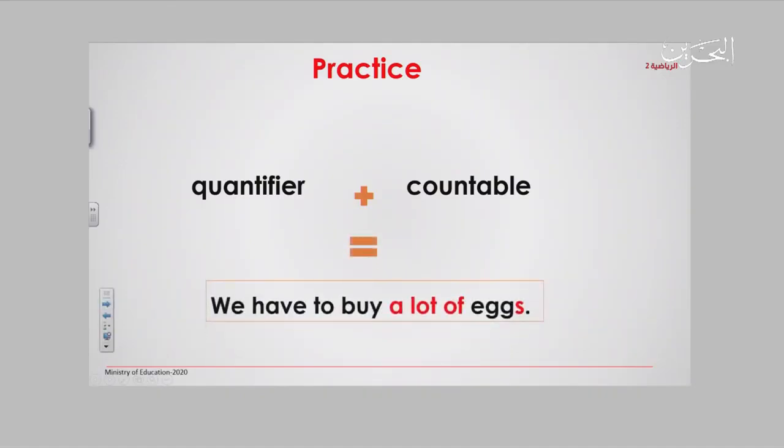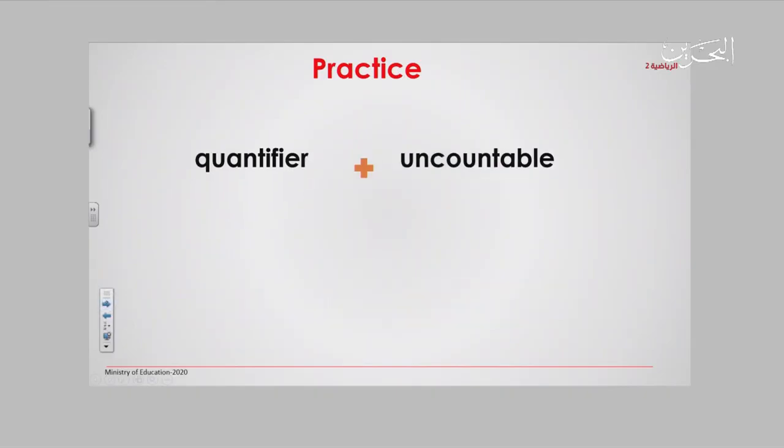We have to buy a lot of eggs. As you can see, the S is red in eggs. It means it's countable. I can use it singular or plural. Another practice. I want to use quantifier with uncountable.